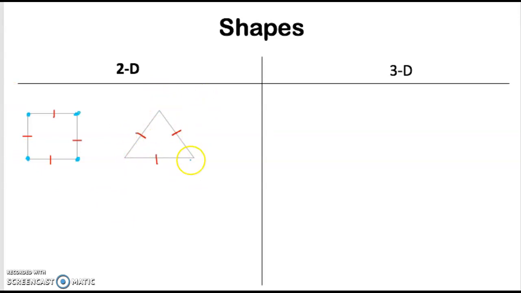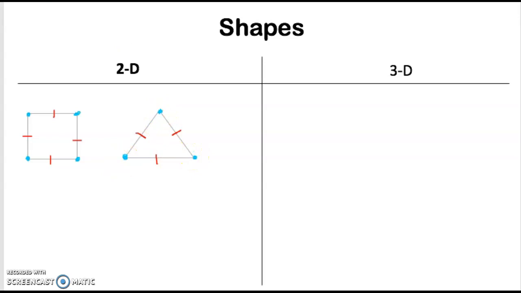Then I'm going to use the blue to label my vertices where two lines meet. So we can see this line and this line meet right here at this corner or point. Here's another point, corner, two, and here's another point or corner, three. So we can see the triangle has three sides and three vertices.